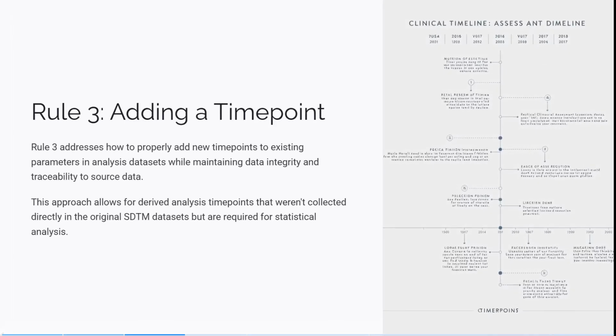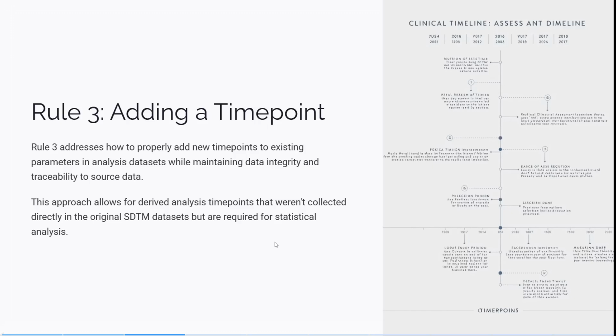So rule number 3 is adding the time point. Okay, so when and how. Rule 3 addresses how to properly add new time points to existing parameters in an analysis dataset while maintaining data integrity and traceability to the source data. This approach allows for derived analysis time points that were not collected directly in the original SDTM datasets but are required for statistical analysis.